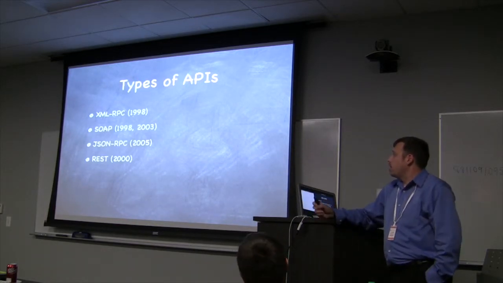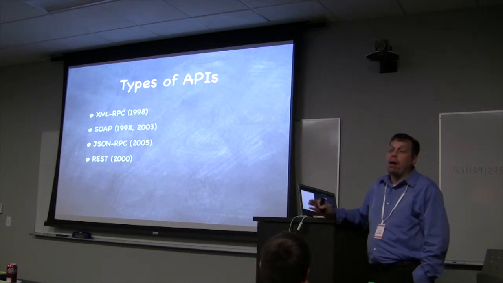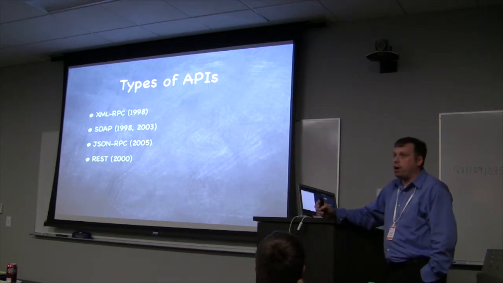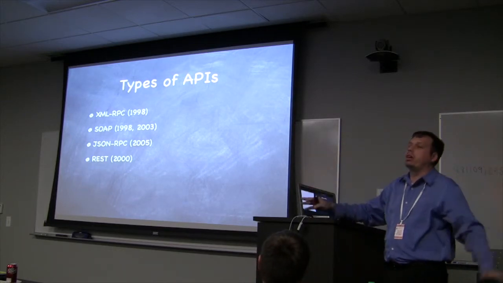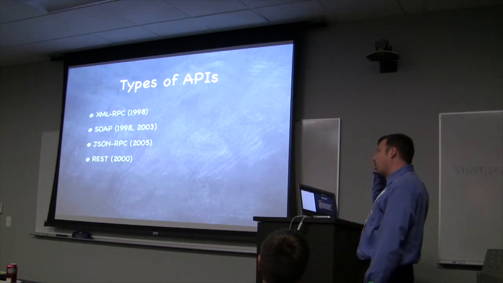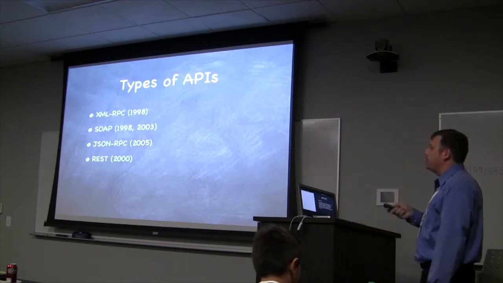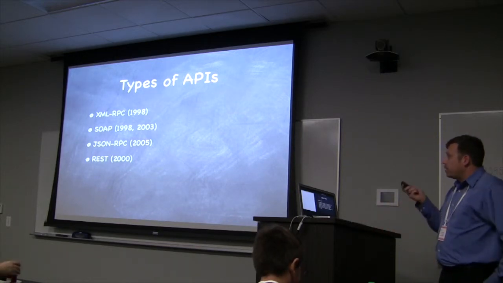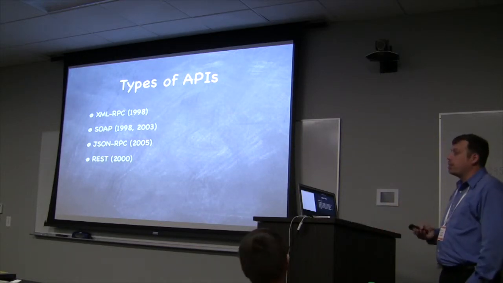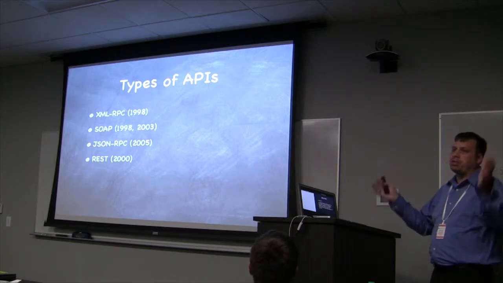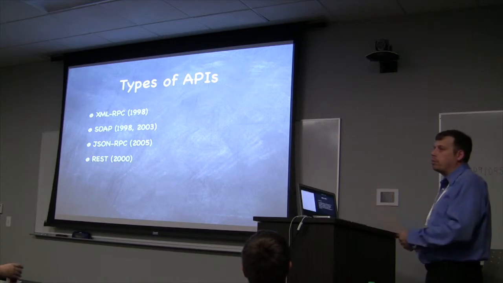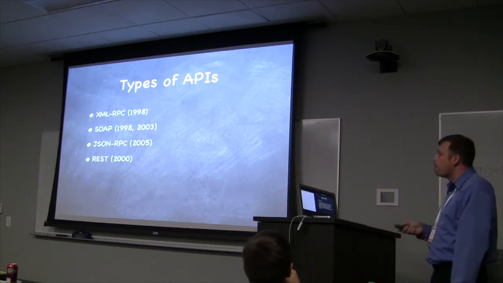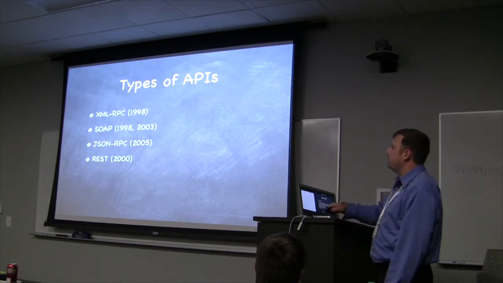All right, so there are several types of APIs in the web world. We're talking just web. Obviously, if you're doing Windows application development, there's a whole myriad of APIs. But in the web world, we've got XMLRPC, SOAP, JSONRPC, and REST. The dates after each one of these are roughly the date that they were introduced and people started using them. Doesn't mean they weren't around before, doesn't mean when they became popular, but just to give you a rough timeline here. So XMLRPC came out in 1998.